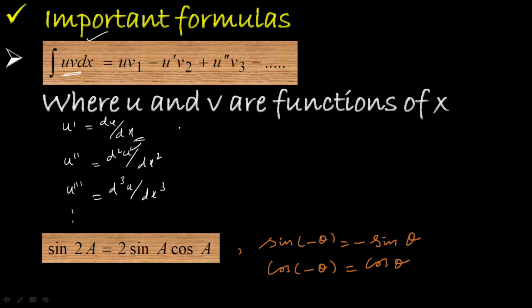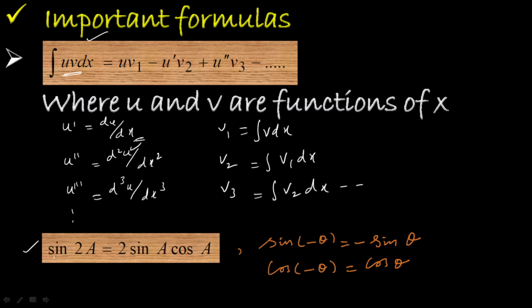So u dash, u double dash and u triple dash are successive derivatives of u, whereas v1, v2 and v3 are successive integrals of v. That means v1 is nothing but integral v dx. That is, you have to integrate v once with respect to x. v2 is integrating v1 once again with respect to x. v3 is integrating v three times with respect to x. So already we have integrated two times, that is v2. You integrate that once again with respect to x and it gives you v3 etc. So v1, v2, v3 etc. represent the successive integrals of v.